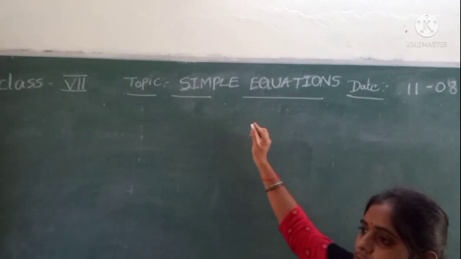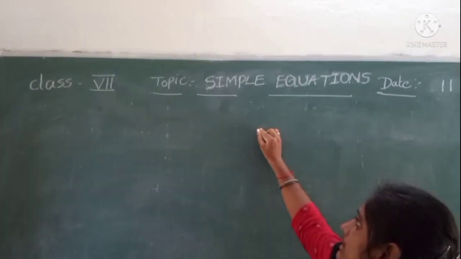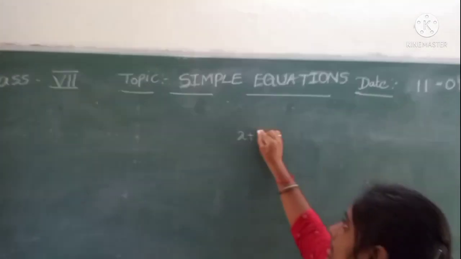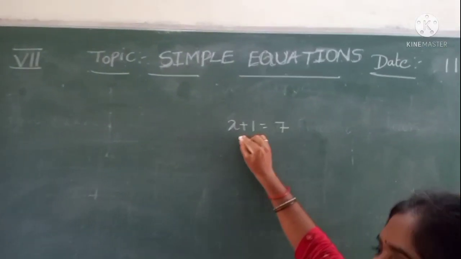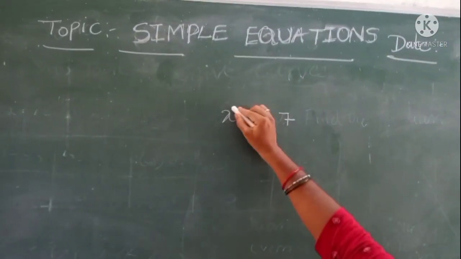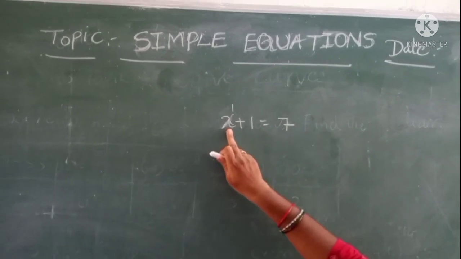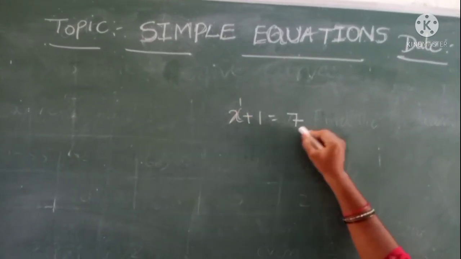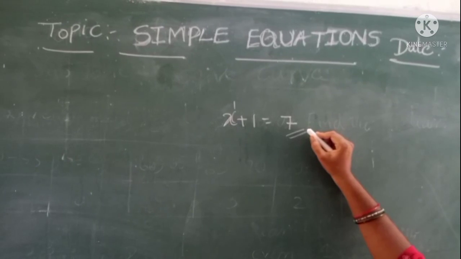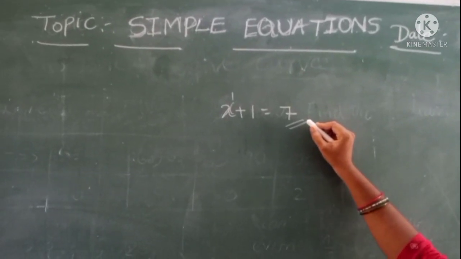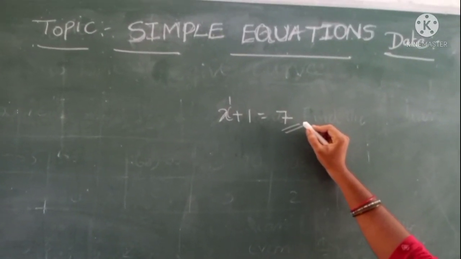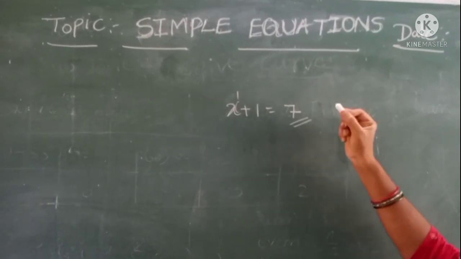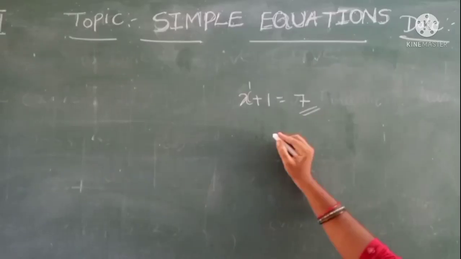Once again I will repeat the simple equation. A simple equation means, for example, x plus 1 equals 7. This is a simple equation. It has one variable and the power of the variable is 1, so this is called a simple equation. We learned the simple equation in the previous class. Today we discuss the solution of the simple equation.